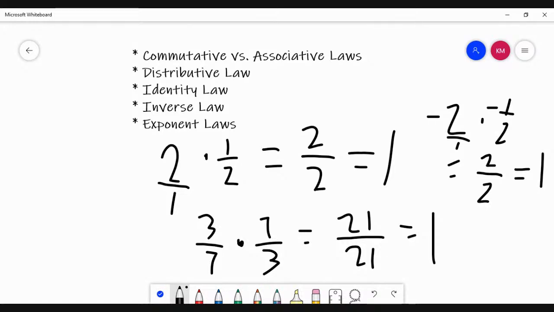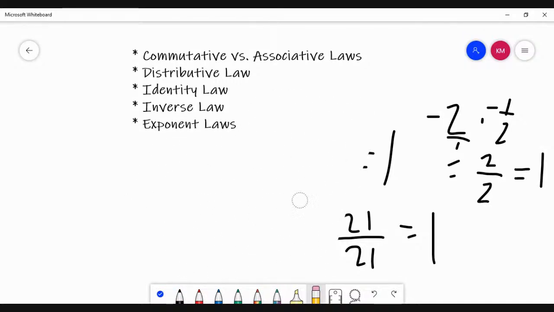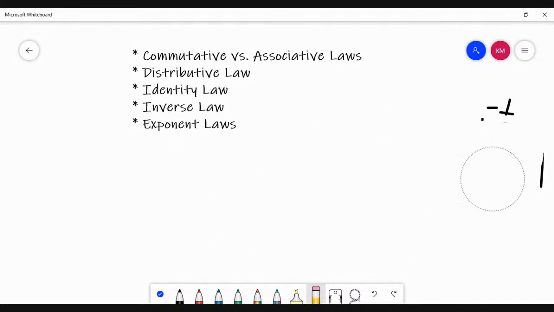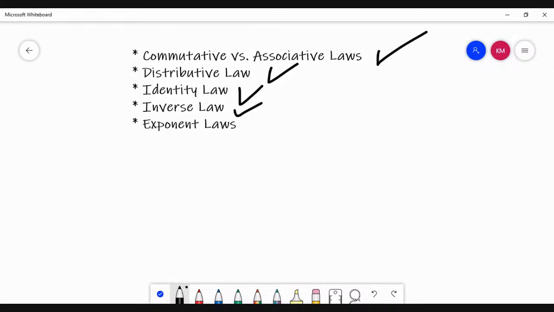All right, so we have done commutative and associative. We have done distributive law. We have done identity law. We have done inverse law. Now it is the time for the law of exponents. What does that look like?